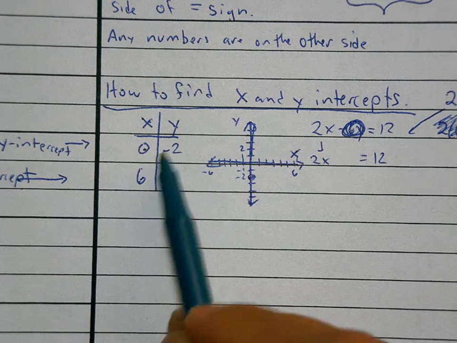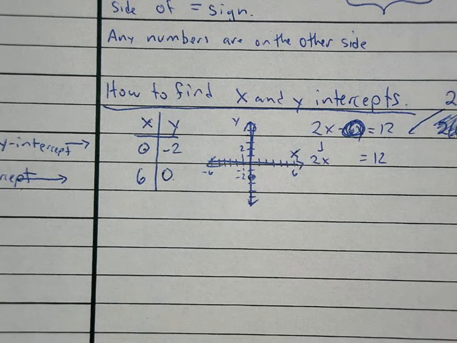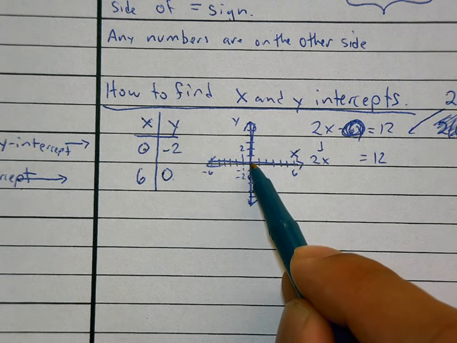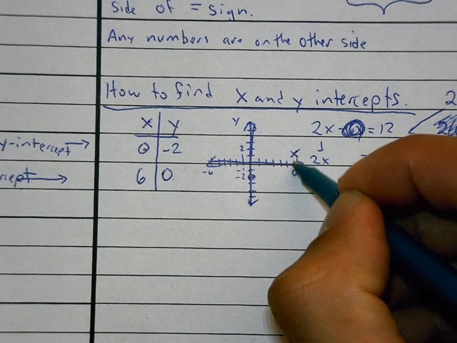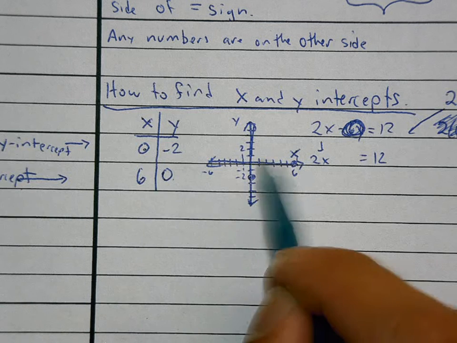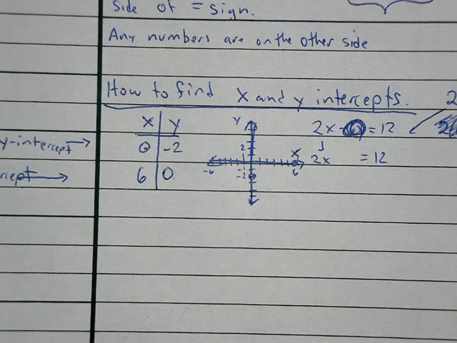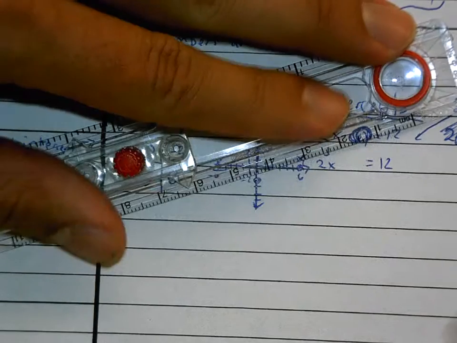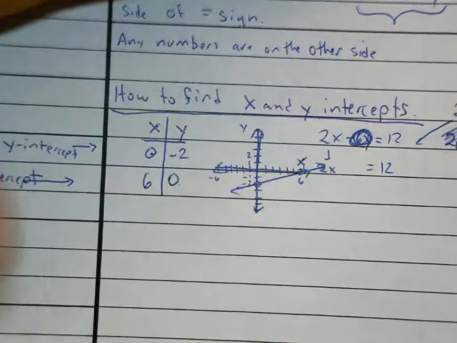Now, I graphed the y-intercept, 0, negative 2. Now I'm going to graph the x-intercept, which is, which way do I go from the origin? The x is 6, the y is 0, and I have 2 dots. One on the x-axis, one on the y-axis. If you have your 2 dots, you can connect your lines with your ruler, and you have your graph.